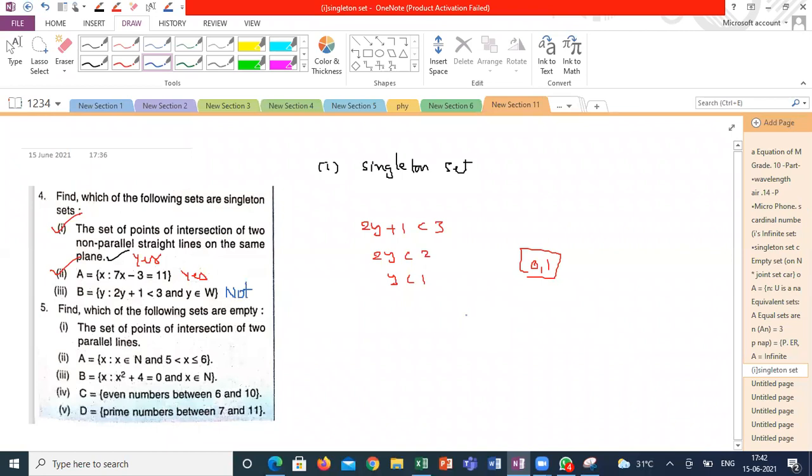Fifth question. Find which of the following sets are empty. What is the meaning of empty set? Null set, no elements, sir. No elements. Yeah. Who is going to give the answer for this?